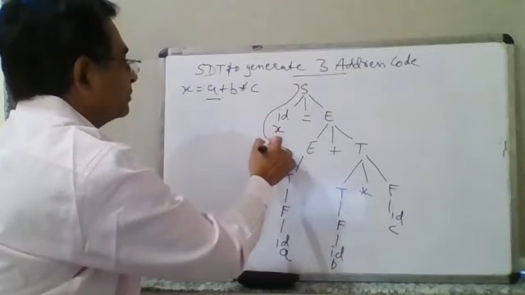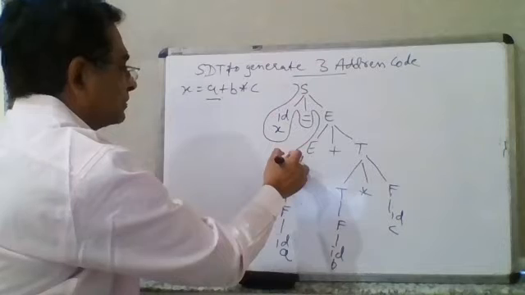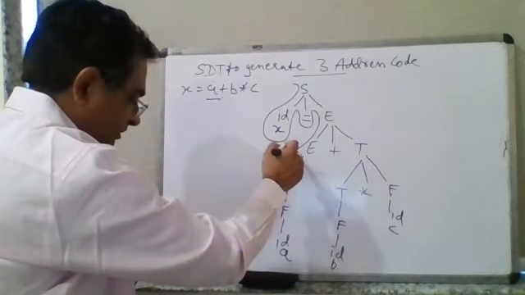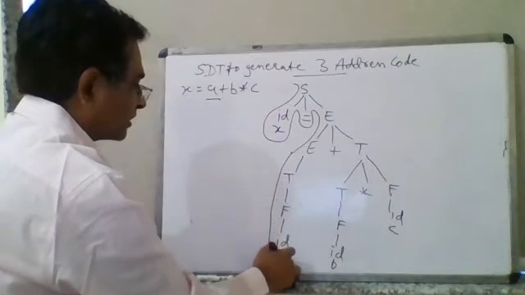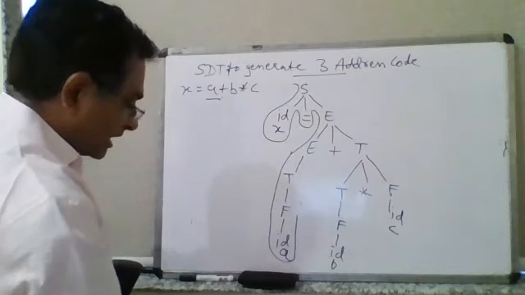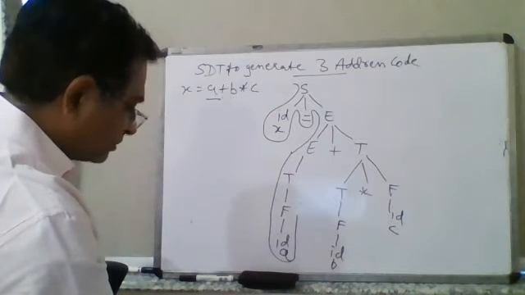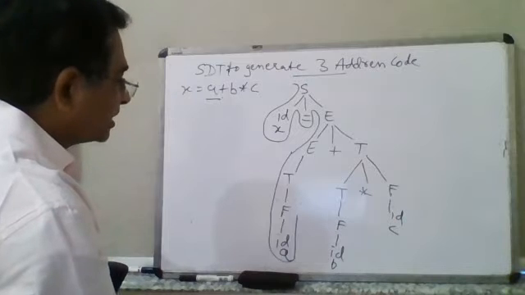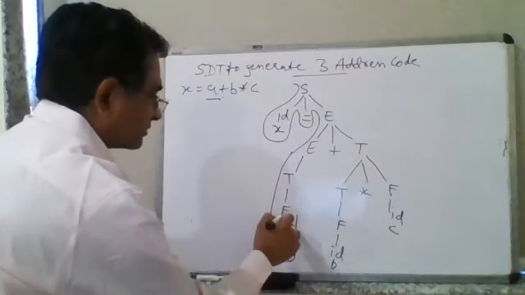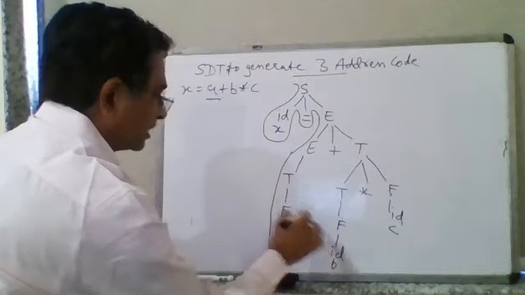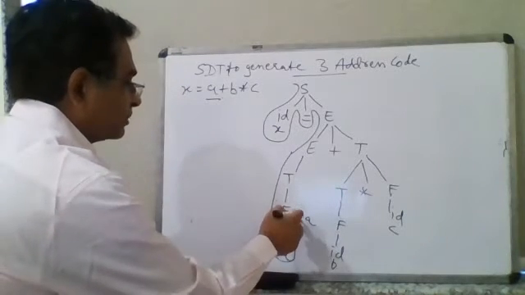It will continue in this way, and it will have to do the reduction operation. So F tends to ID. So F dot place will be equal to what? F dot place equal to ID dot name. We are having that SDT operation. So F dot place equal to again A, ID dot name, which is A. So this is going to be there here.